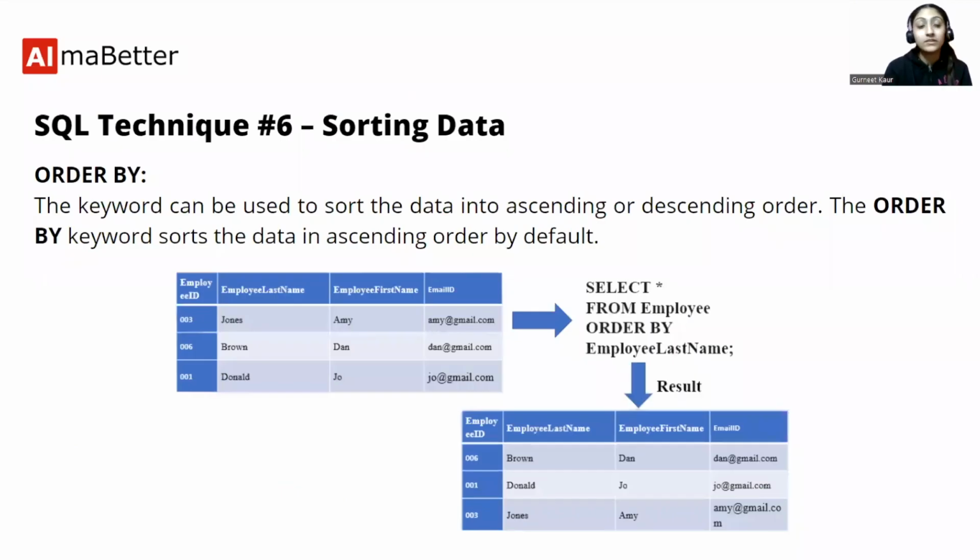Now coming up to our sixth technique, which is sorting data. Sorting data is nothing but rearranging the data or the query result into a specified manner. The function that we use here is order by. This function can sort the data into ascending or descending order and can be performed on single as well as multiple columns. Now let's understand this function using an example in SQL Server.